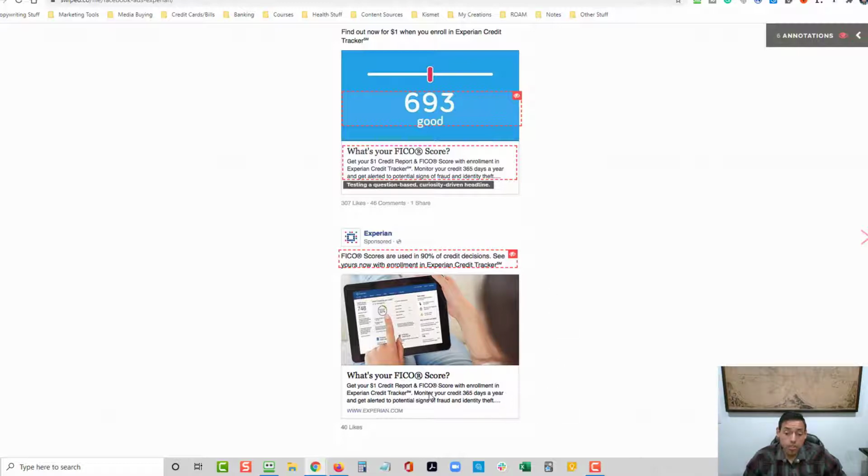And here's a little bit more detail. What's your FICO score? Again, that curiosity question. Get your $1 credit report and FICO score with enrollment and Experian Credit Tracker. Monitor your credit 365 days a year and get alerts of potential signs of fraud and identity theft. So you can see here, this is getting a little bit wide with their benefits. But this gives you an example of what could be different ads that you could run. You could run the FICO score ad. You could also test the fraud ad. You could also test an identity theft ad.